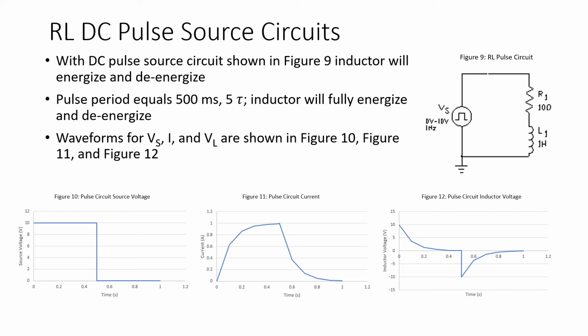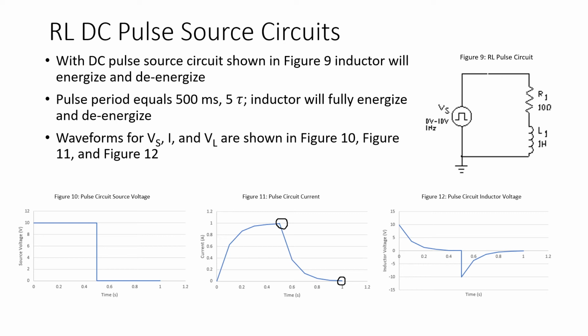Now, note the time constant of the circuit of figure 9 is 100 milliseconds. The pulse period is 500 milliseconds. So during the energizing period, the current reaches the maximum value of 1 amp, and during the de-energizing period, we assume that the current reaches 0. So we see the current increase exponentially from 0 to 1 amp and decrease exponentially from 1 amp back to 0.